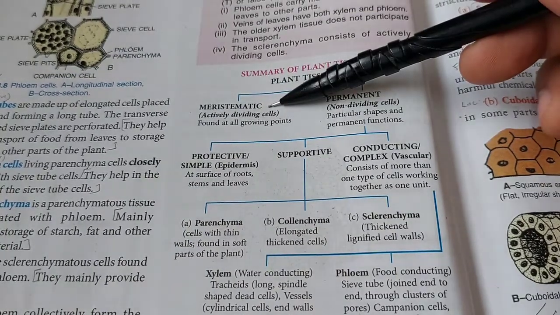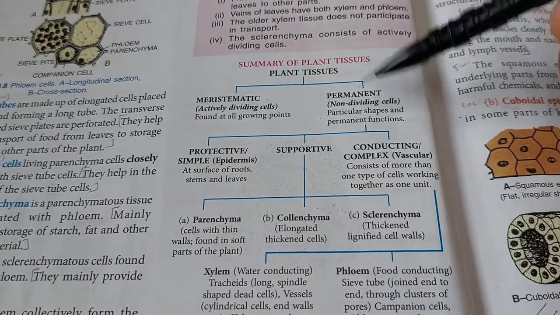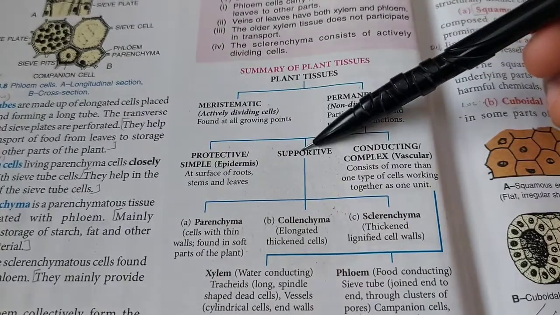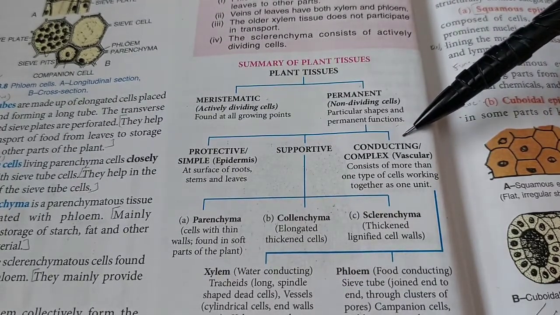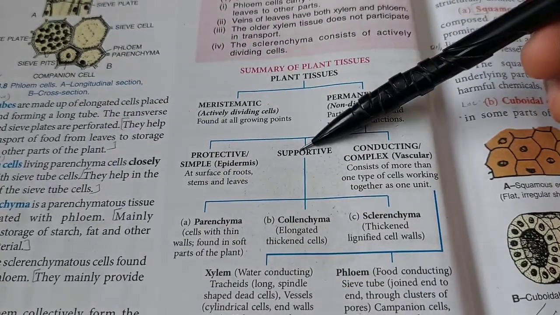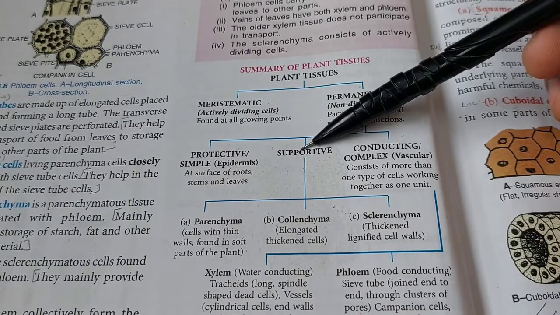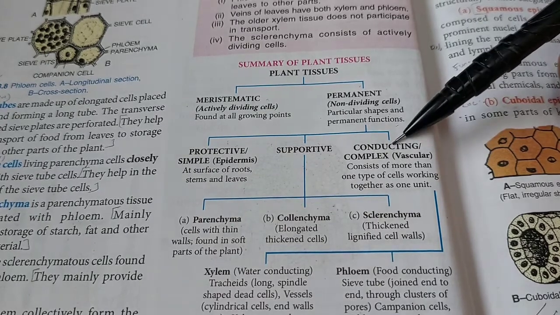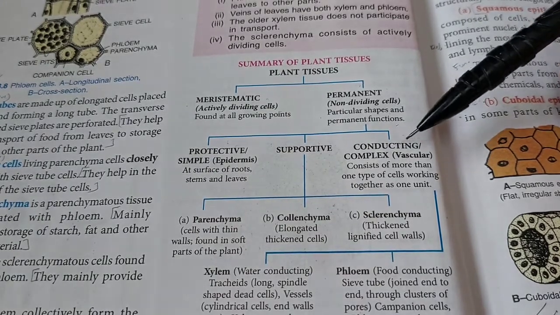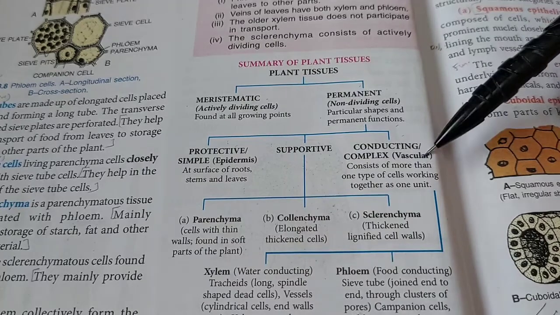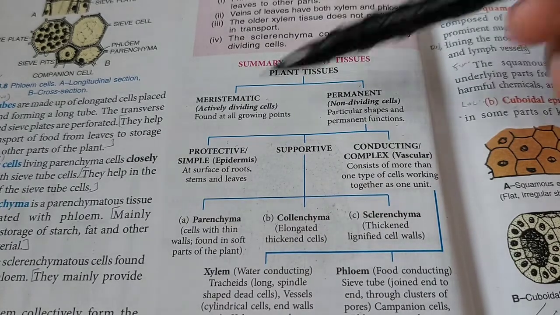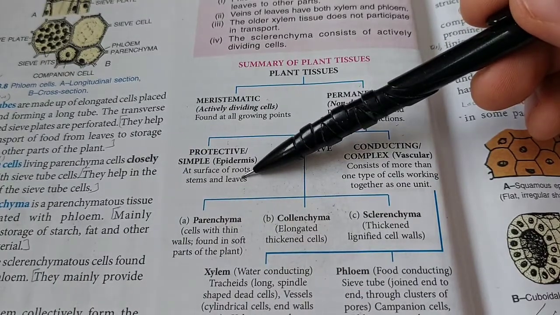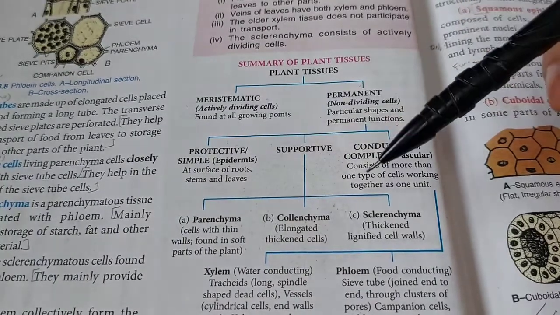Meristematic tissues are not specialized. Permanent tissues have 3 types depending on the function: protective tissue, supportive tissue, and conducting tissue. Protective and supportive are simple tissues because they are made up of same type of cells. Conducting tissues are complex because they are made up of different types of cells working together. They are also called vascular tissues. Example of protective tissue is epidermis, found on the surface of roots, stems and leaves. It is similar to skin of animals.